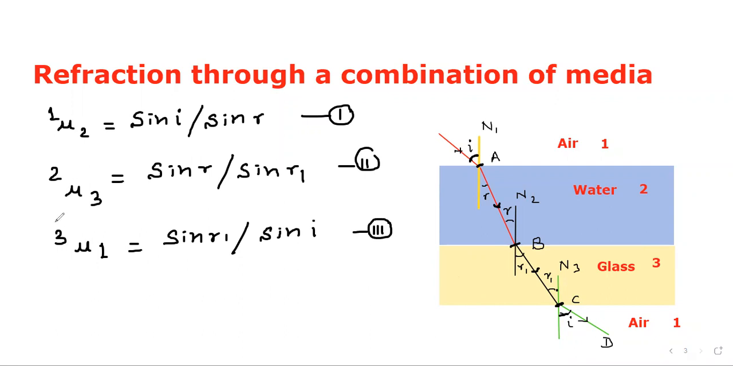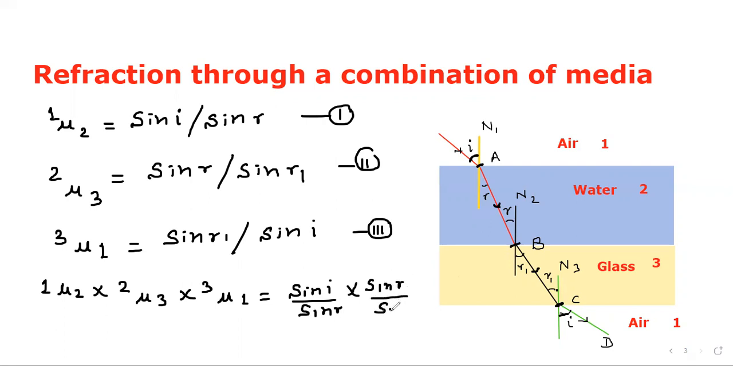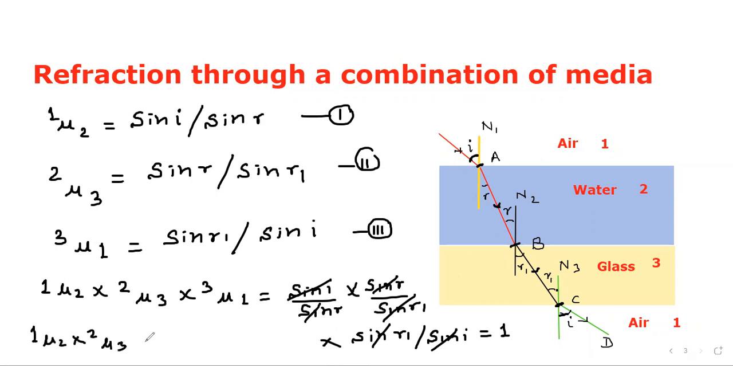Now, if we multiply all three equations, 1 mu 2, 2 mu 3, 3 mu 1 equal to sine I upon sine r multiplied by sine r divided by sine r1 multiplied by sine r1 divided by sine I. Each term, sine I, sine r, sine r1, will cancel out and we will be left with 1. So we can say that 1 mu 2 multiplied by 2 mu 3 multiplied by 3 mu 1 equals 1.